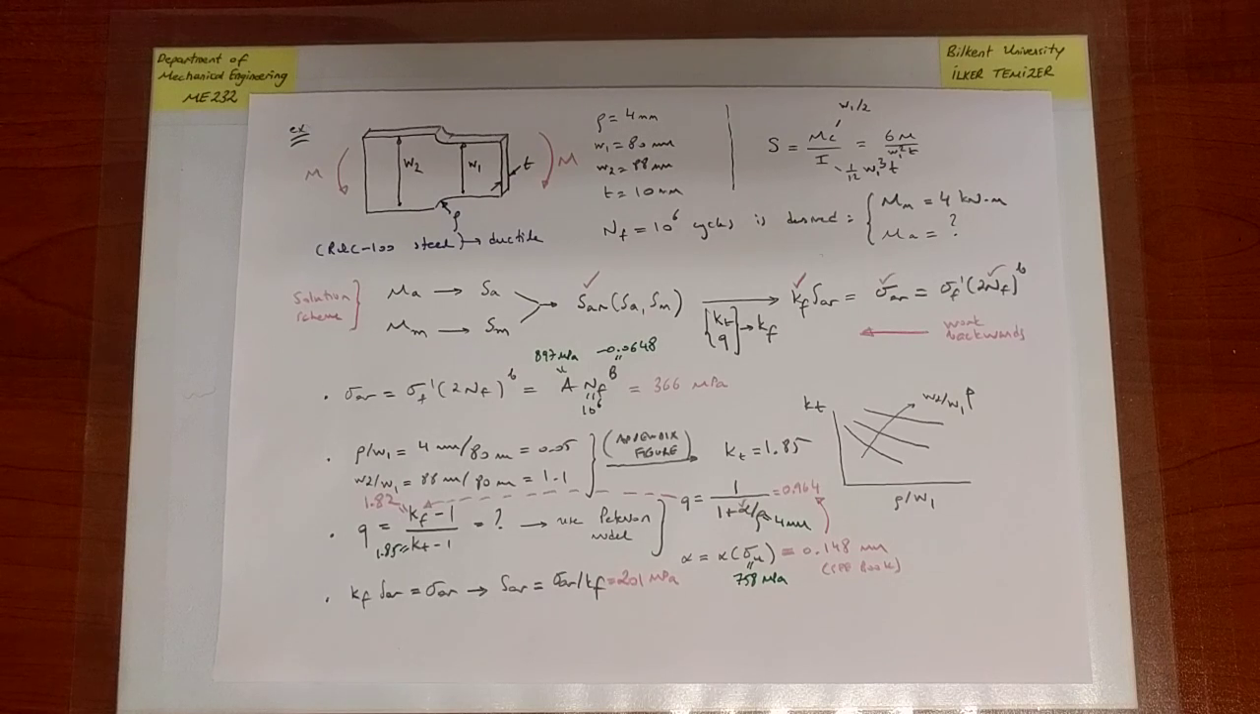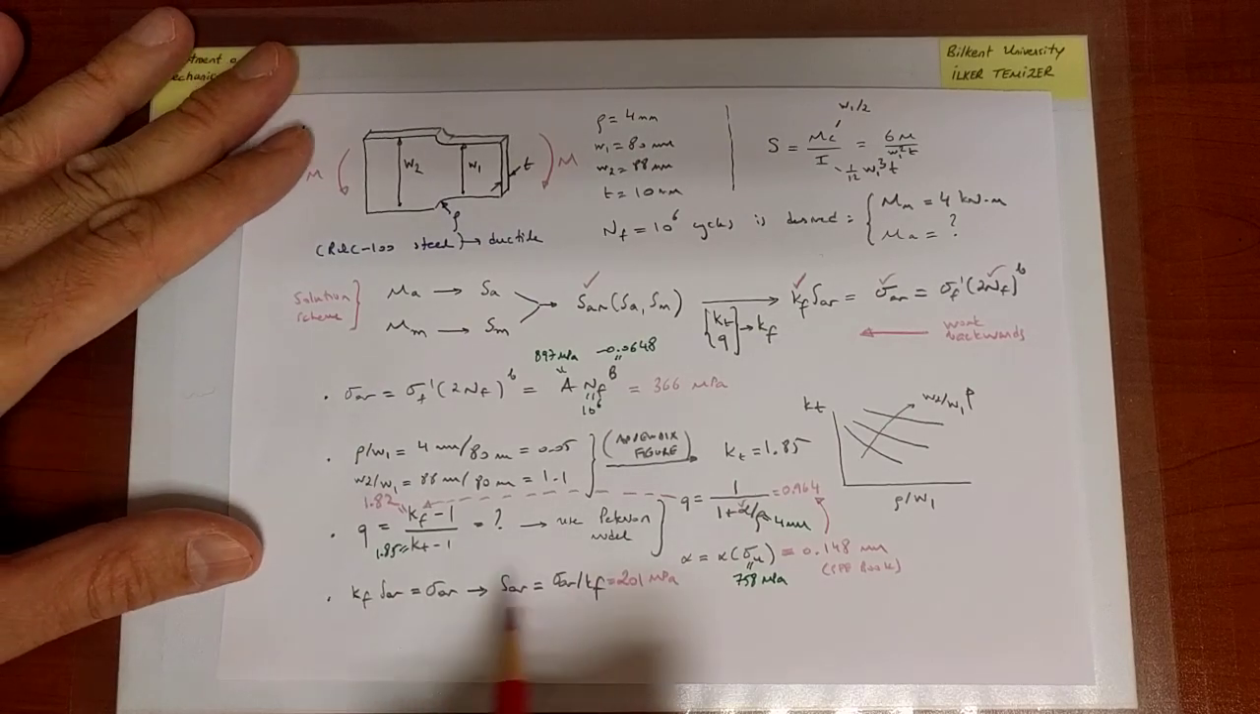KF can be as small as 1, so it's important to stick to this overall procedure and be consistent with our discussion. So presently, that's the value of SAR that we have found out, 201 MPa. Now, where we are presently is, we are at this stage.